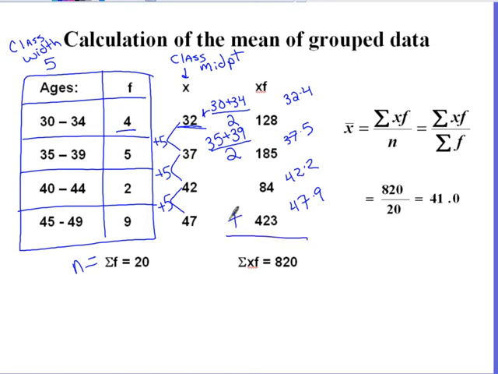Okay, went through and added those, and that's going to represent my 820, which is my sum of x times f. Remember I said to make sure you multiply first. That's what we did, and then at the end, add them all up. So there is my sum of xf, which is 820, divided by 20 to get an average, or x bar, of 41. So I'm going to use 41 as the average of that particular group.